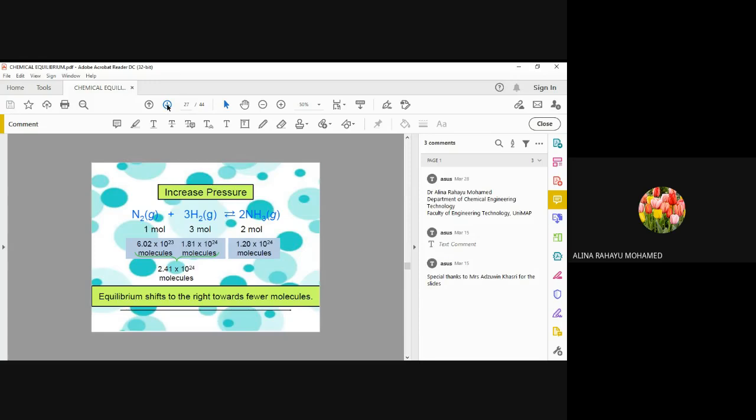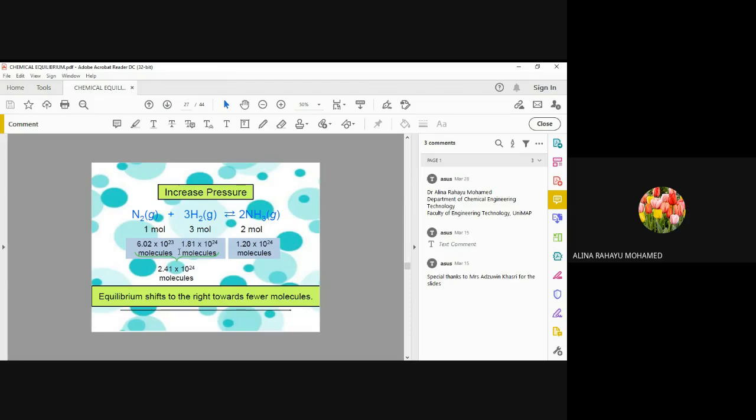Let's look at the case here. We have nitrogen plus 3 moles of hydrogen to form 2 moles of ammonia. So the number of moles on the left hand side for the reactants is 1 plus 3, which is 4. The number of moles on the right hand side is 2 moles. So this is 4, this is 2.